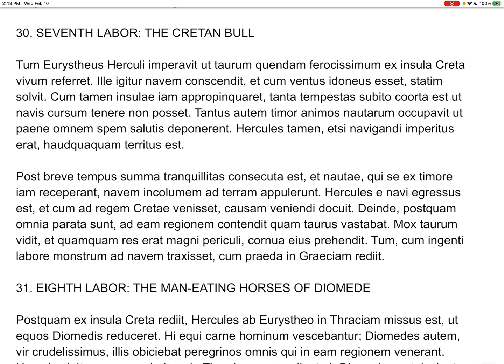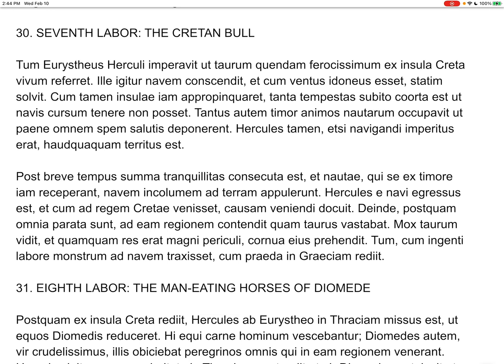Hercules e nave egressus. Hercules, having walked out of the ship. Et cum ad regem Cretae venisset, and when he had come to the king of Crete, causam veniendi docuit, he taught him or told him, docuit, the cause of him coming. Causam veniendi. Veniendi is another genitive gerund here. By the way, it looks like I dropped out the est, but the egressus est together, of course, that's the departed or walked out of the ship, e nave.